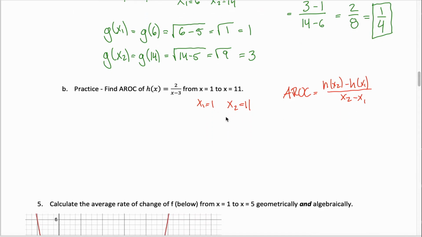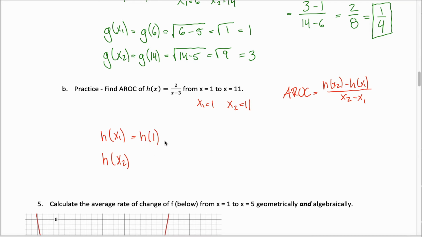The two inputs are given to me, so I just need to figure out what are the two corresponding outputs. What is h of x1 and what is h of x2? x1 is given to me to be the number 1, so I just need to know what's h of 1.